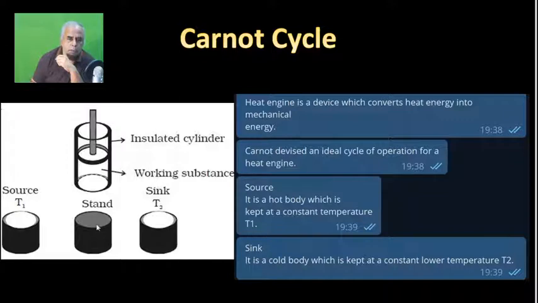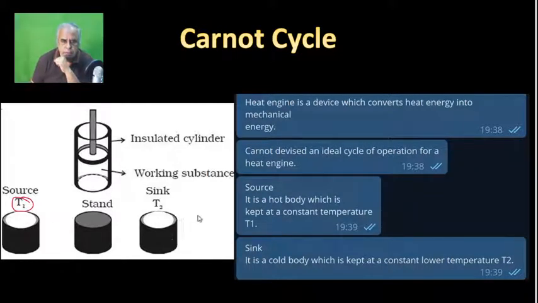Here, look at this diagram. This is the flow chart of the Carnot engine. T1 is the source. This source is duly insulated, but it is conductive at the top. It allows the heat to transfer. It means conductive material. The side portions are totally insulated. The source is a hot body that is kept at temperature T1. So let us call the temperature of the source T1.